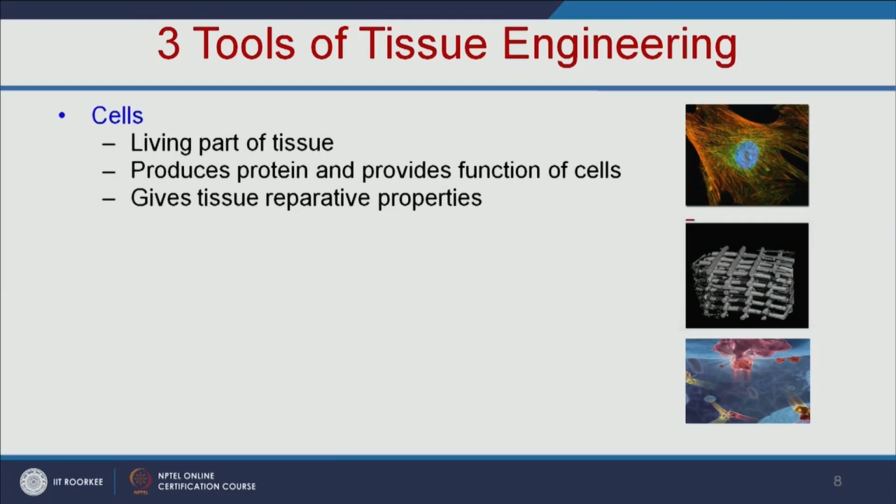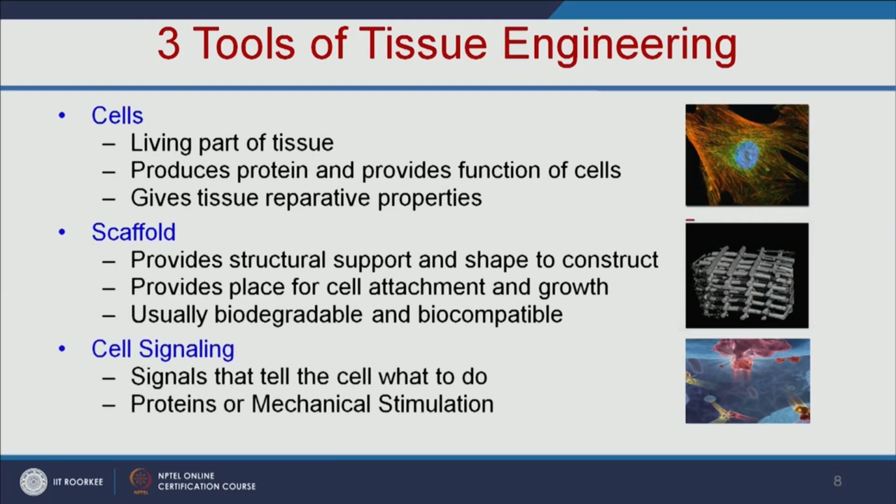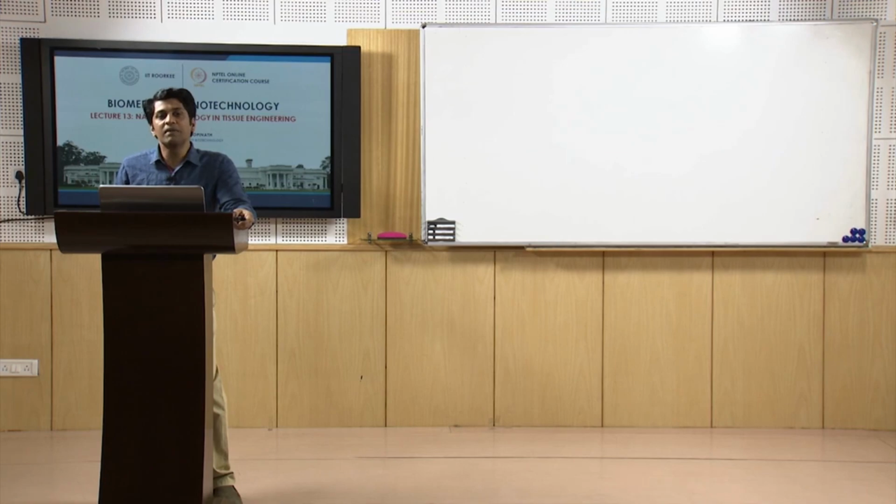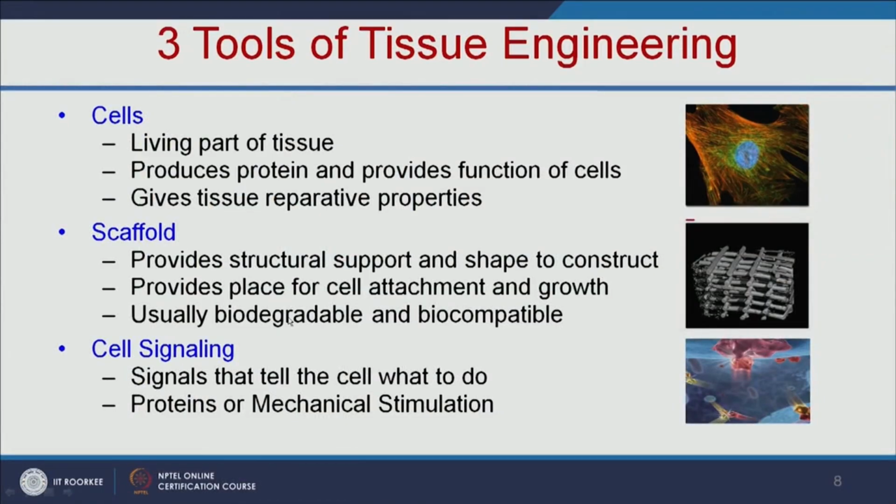So the tools required for tissue engineering are cells, scaffold and cell signaling. The first thing is cells, the living part of tissue, which produce proteins and provide the functions of the cells. The next one is the scaffold, which provides the structural support and shape to the construct, and it should usually be biodegradable and biocompatible. Biocompatible means it should be compatible with the biological system, and biodegradable means if it degrades inside the system, it should not induce any immune response or toxic effects.